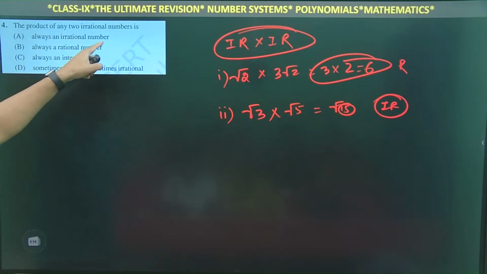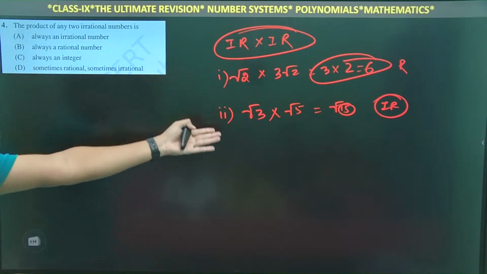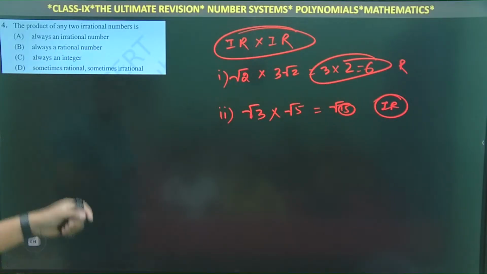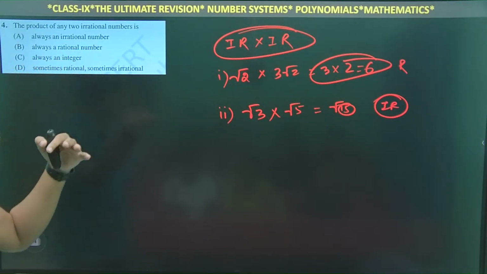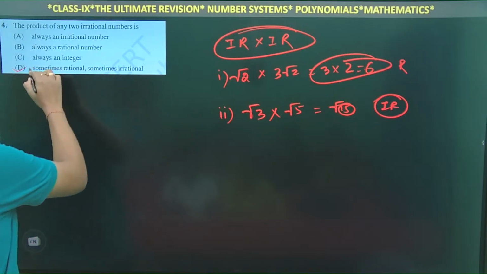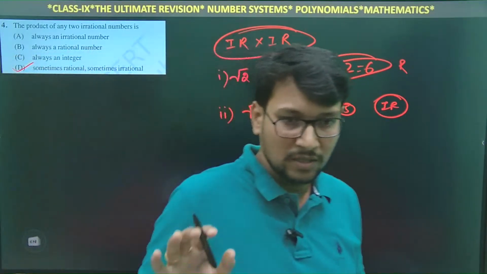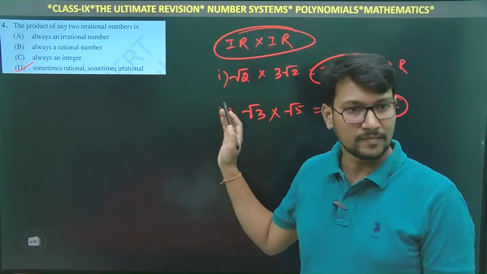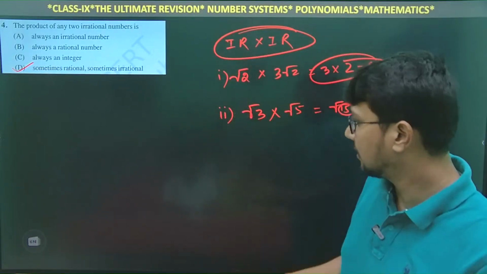Always an irrational number? No, you have seen rational, irrational. So always a rational number? No. So always an integer? No. So sometimes rational, sometimes irrational. Option D is true. Is that clear? Any doubt? Example you have seen or not? Yes or no? Okay.